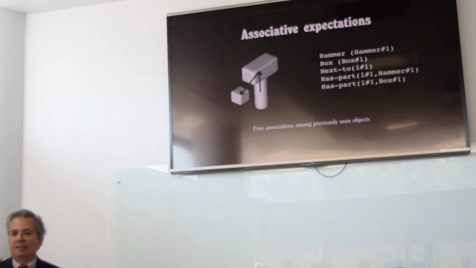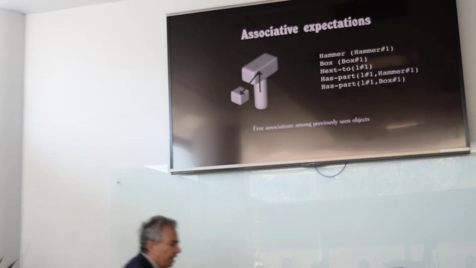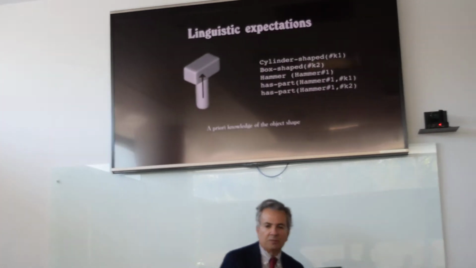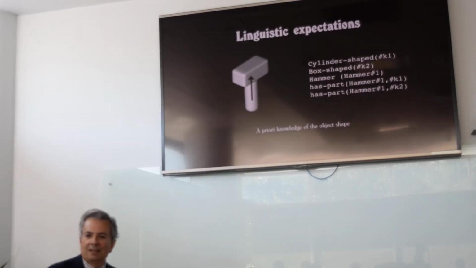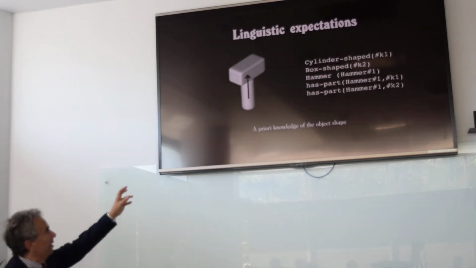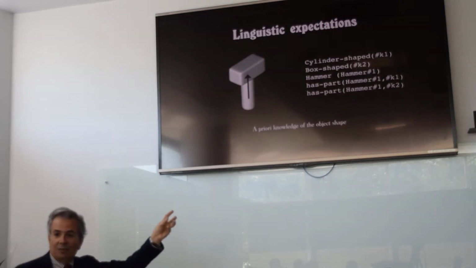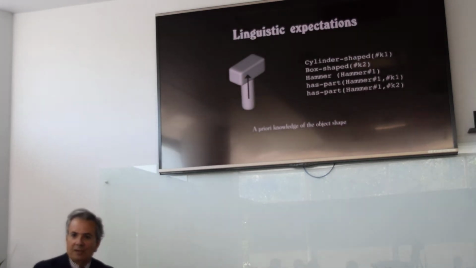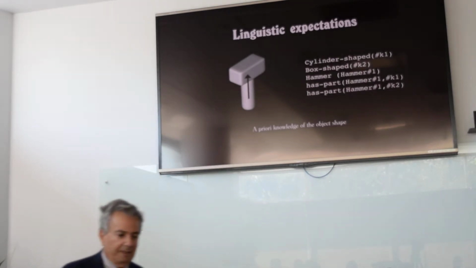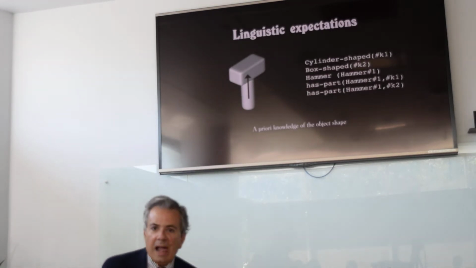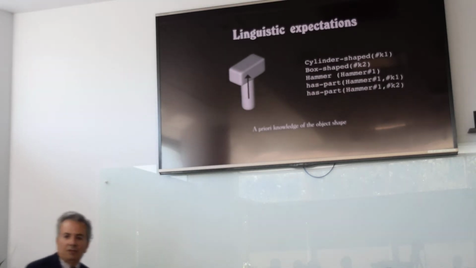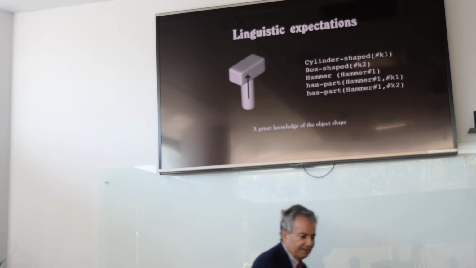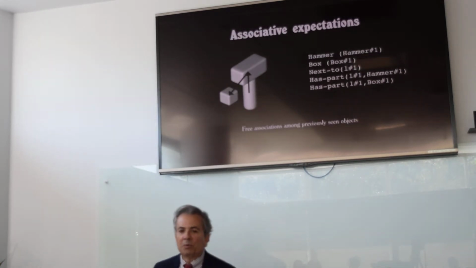And so this is a mix of previous knowledge that we name the linguistic expectation. So for example, a hammer is defined as something which has a handle and a head. This kind of handle and this kind of head. This is a definition, so it's a kind of prior knowledge. But this is only a part of the knowledge of the robot. The other part is related to what the robot learns.